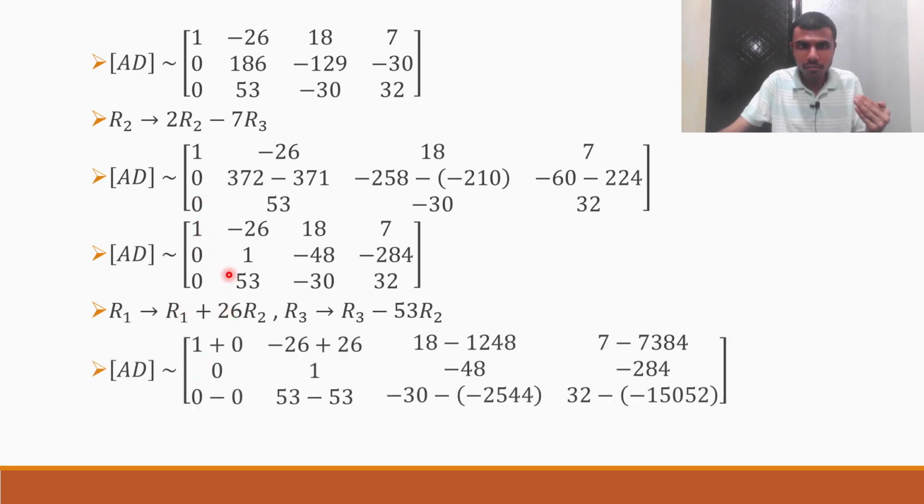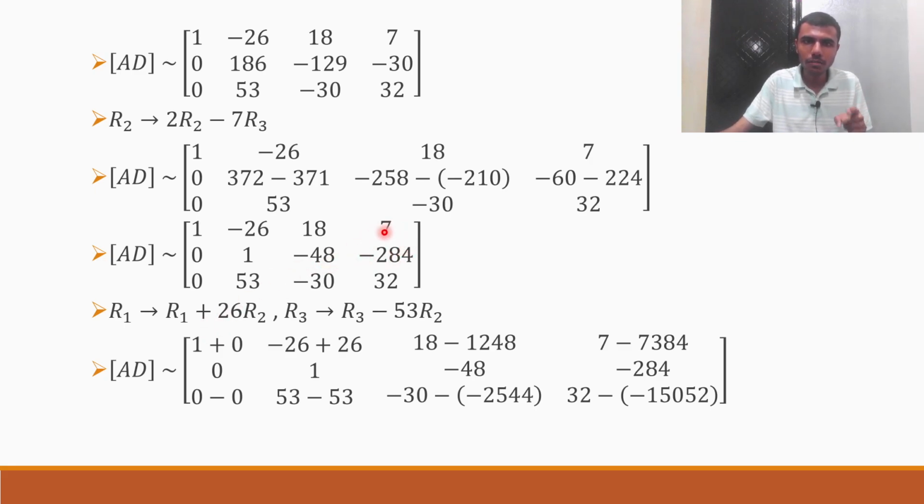R1 implies R1 plus 26 R2. 1 plus 26 into 0 is 1 plus 0. Minus 26 plus 26 into 1, which means minus 26 plus 26. And 18, I told you big numbers, plus 26 into minus 48. That means you'll get 18 minus 1248. Okay, these are big numbers, guys. Be careful while you're calculating.